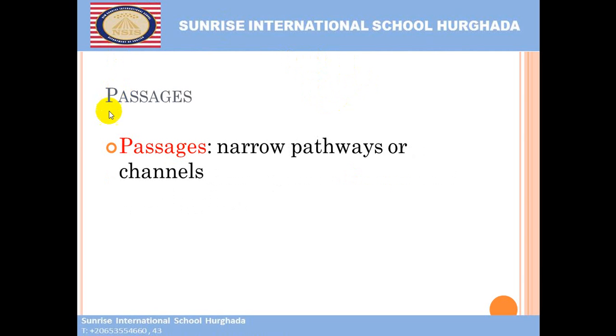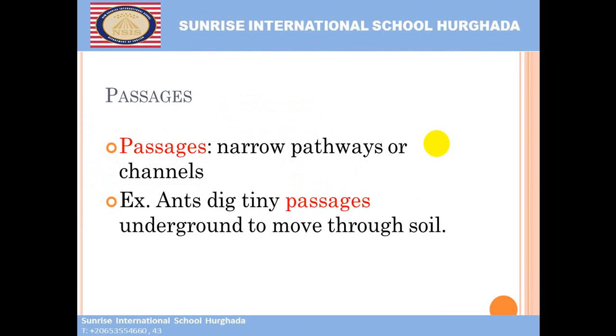Our next word is the word passages. And passages are narrow pathways or channels. Okay? Like little small tunnels or roads that we can pass through. Not very large roads or pathways, narrow ones. Okay? And let's see it in a sentence. Ants dig tiny passages underground to move through soil.